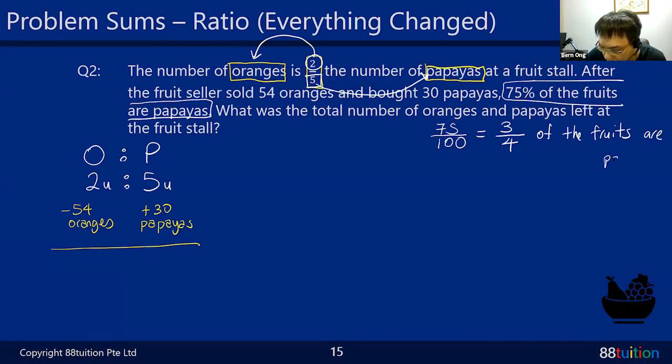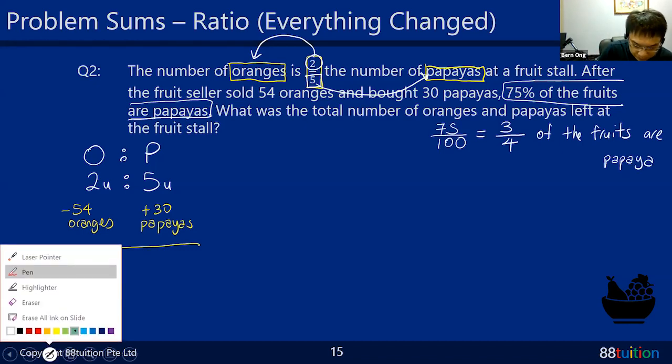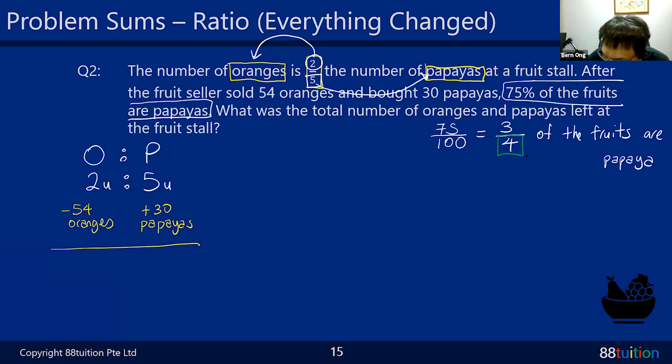What does this mean? This actually means that 3/4, the 4 represents the total fruits, and the 3 represents the number of papaya. Can you see now? 3/4 of the fruits. So fruits is the total. Total is the 4 units. And out of the 4 units, 3 are papaya. So we have 3 down here, papaya. All right, 3 parts are papaya. And the total is what? Total is 4 parts.